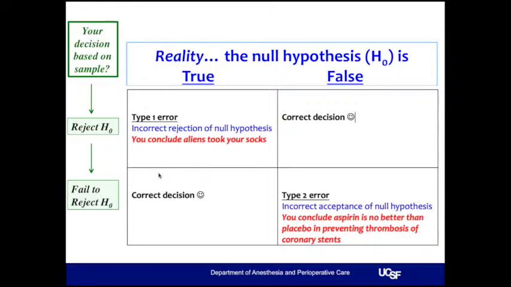And this is a type of error that is very damaging to make, particularly when accepting the alternative hypothesis might mean giving people treatment that would either not help them or might actually hurt them.